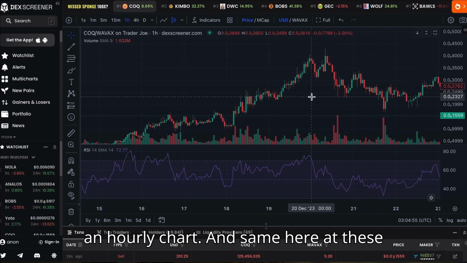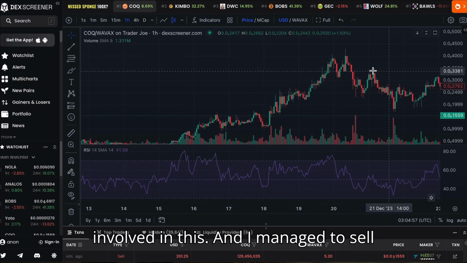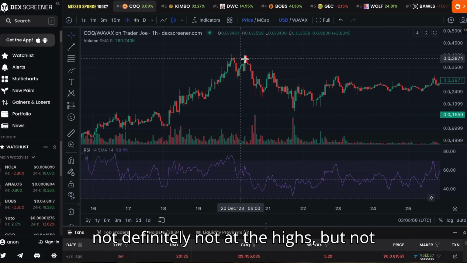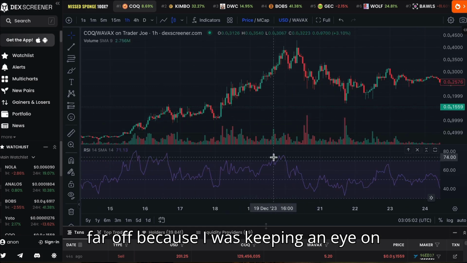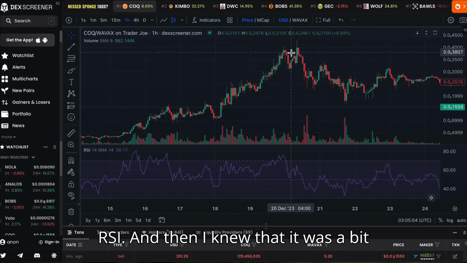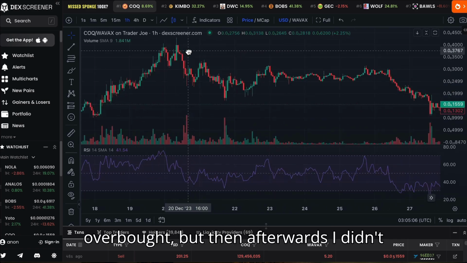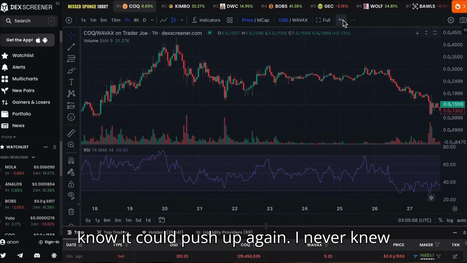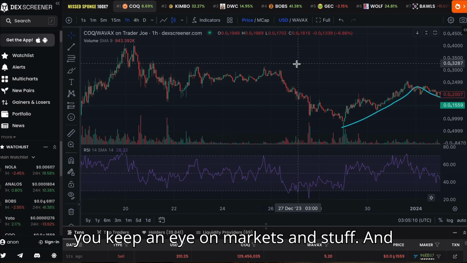And same here. At these peaks, these highs, I was actually involved in this, and I managed to sell, definitely not at the highs, but not far off, because I was keeping an eye on RSI. And then I knew that it was a bit overbought. But then afterwards, I didn't know it could push up again. I never knew. You keep an eye on markets and stuff.